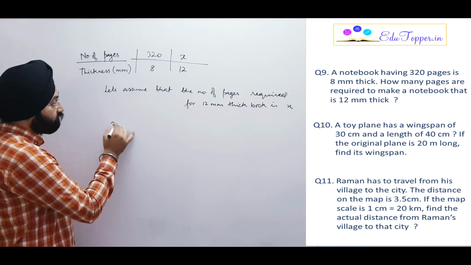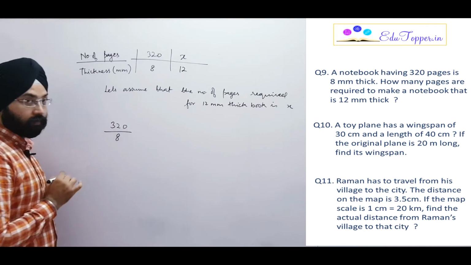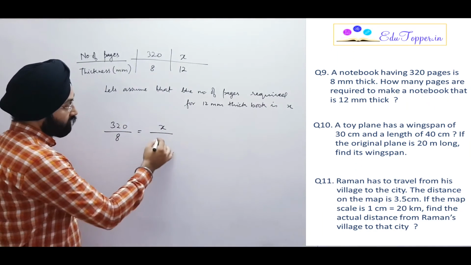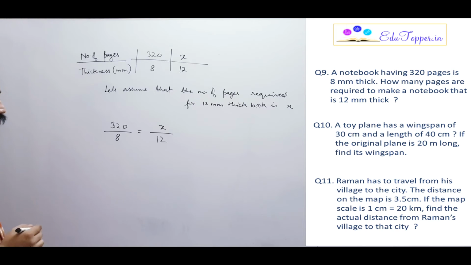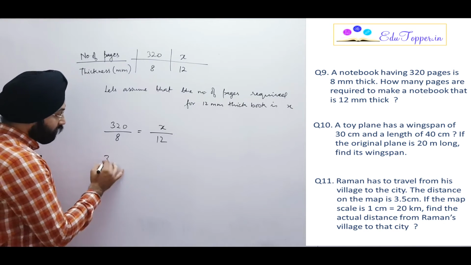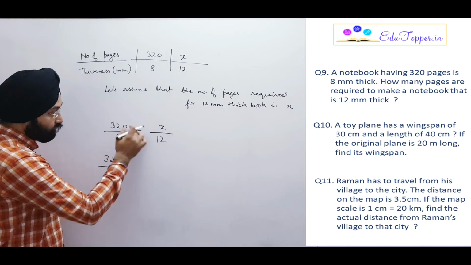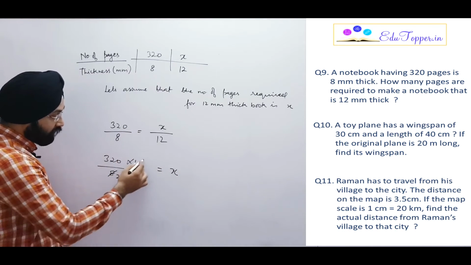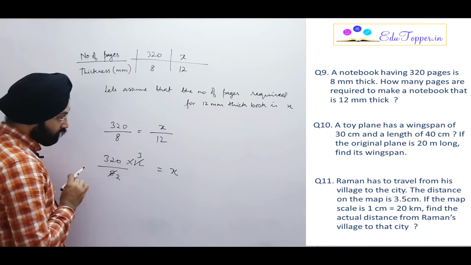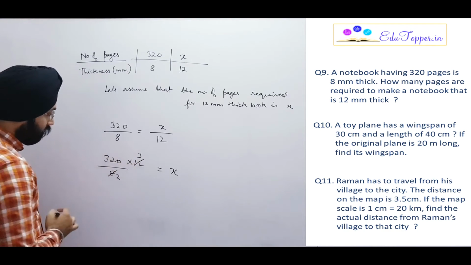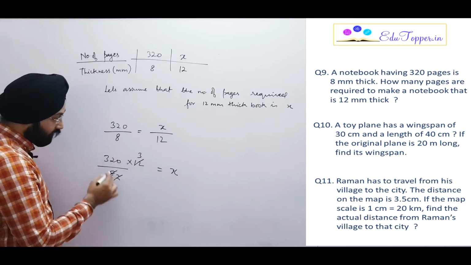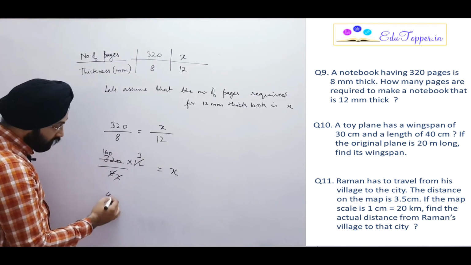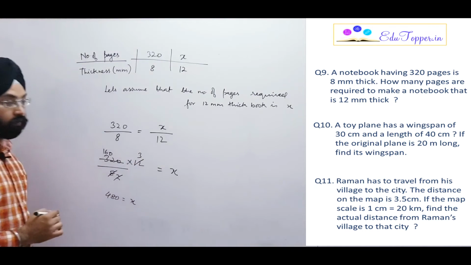सो नंबर ऑफ पेजेस बाय थिकनेस शुड बी इक्वल टू द रिक्वायर्ड नंबर ऑफ पेजेस X and the required thickness 12. So it should be easy. 320 by 8, this 12 gets multiplied here, is equal to X. Now 4 2s are 8, 4 3s are 12, right? 4 2s are 8, 4 3s are 12, and 320 by 2 is 160. So 160 into 3 is 420.